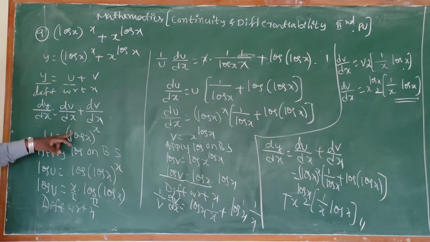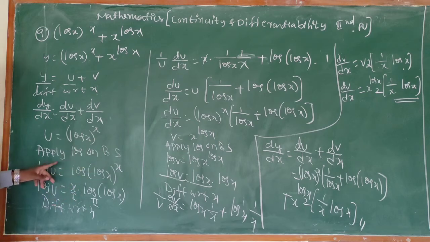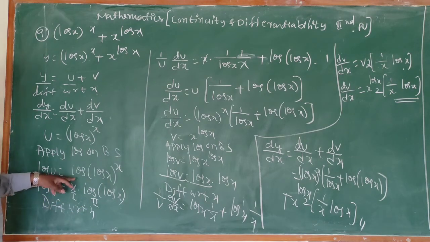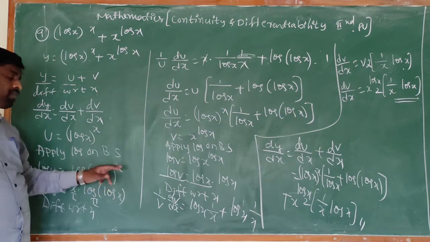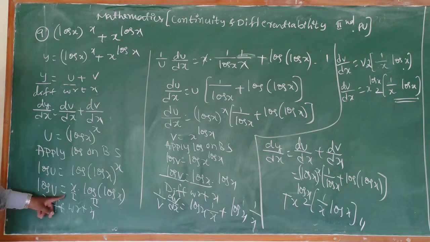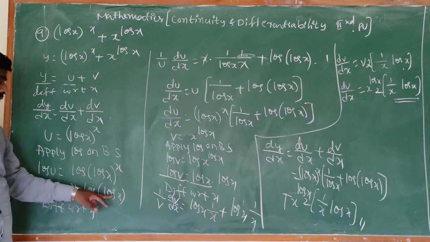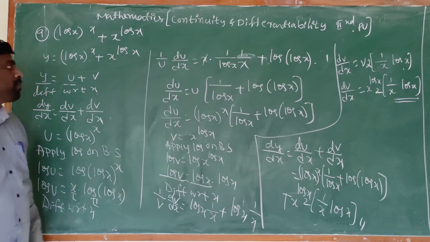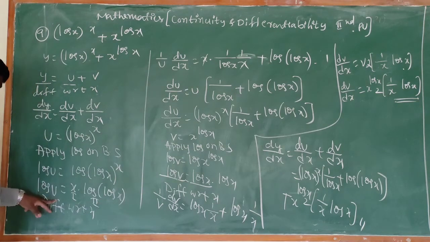So u is equal to log x whole to the power of x. So apply log on both sides. So log u is equal to log of log x to the power of x. Log u is equal to x into log of log x. So differentiate with respect to x. Log u differentiation is 1 by u, u differentiation is du by dx.